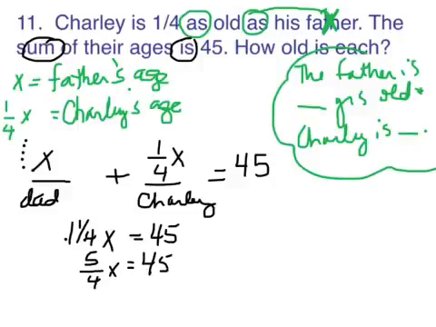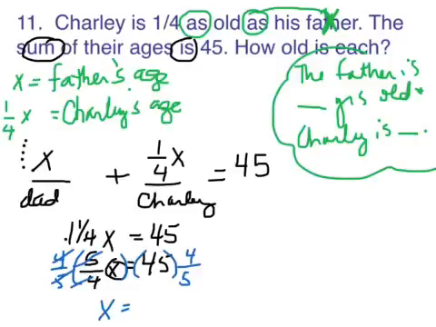Now, do you remember how to get rid of a fraction when it's multiplied times the variable? You multiply by the reciprocal. Okay, so we're going to multiply both sides by the reciprocal. That causes everything to cancel out. We get x equal, let's reduce on the right-hand side. 5 goes into 5 once. 5 goes into 45 9 times. 9 times 4 is 36.